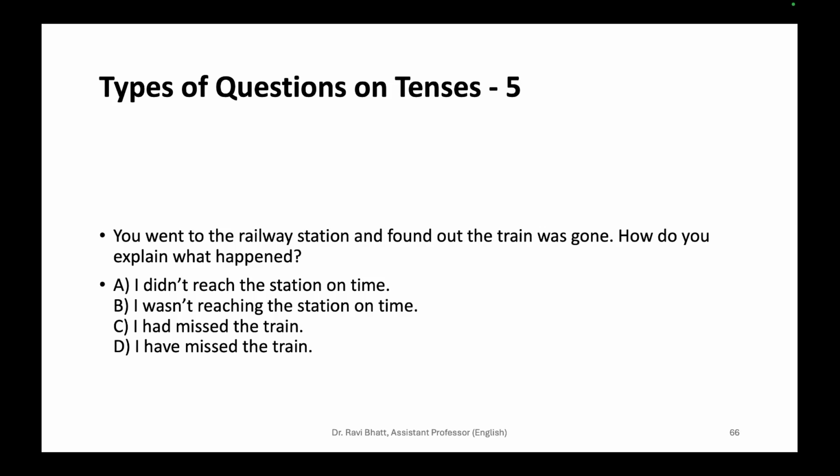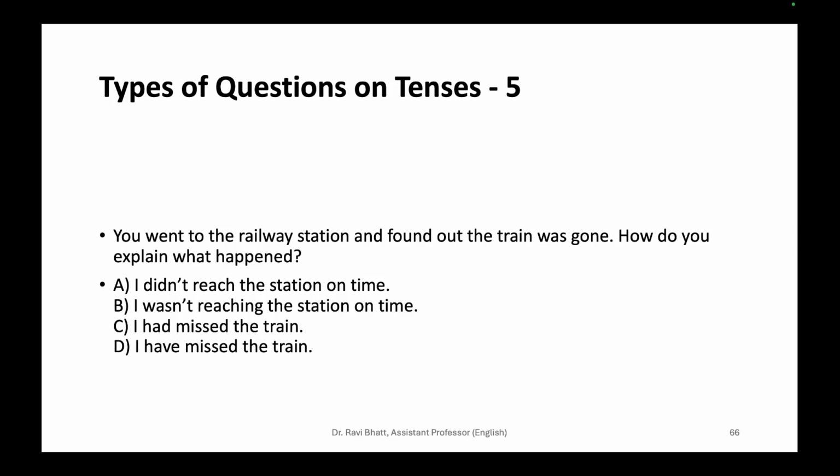Now, while we understand this particular sentence, we also understand that there are two actions that had happened. Action number one, past of the past: before your arrival, the train had gone. So, the first action is the train's departure. The second action was your arrival. So, as a rule, for the action that happened first in the past, that is past of the past, the train's departure would take past perfect, that is auxiliary verb had, and the second action would take simple past. That's the rule.